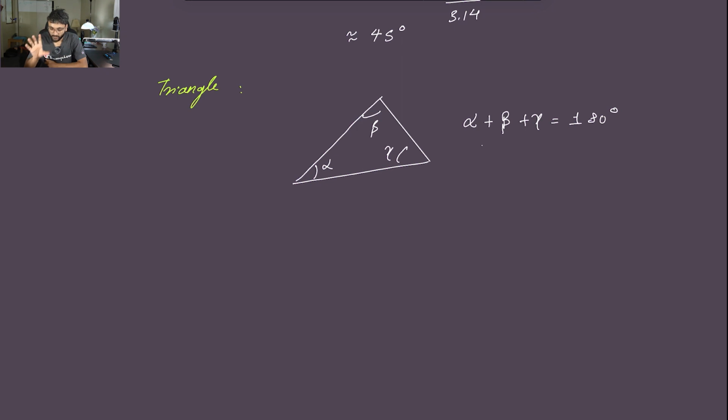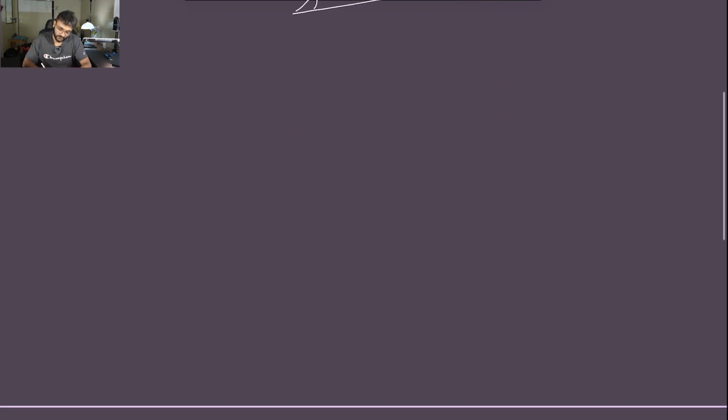Now this was just one property that I wanted to talk about for triangles, and the other properties and trig functions are all about right angle triangles. So everything after this is about right angle triangles. A right angle triangle is a triangle which has one angle to be 90 degrees. Right angled triangle.